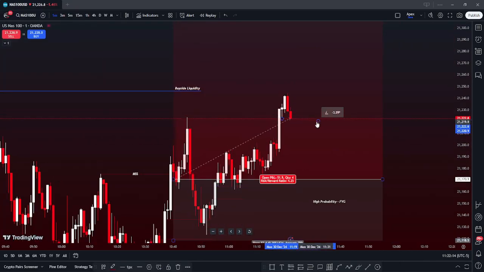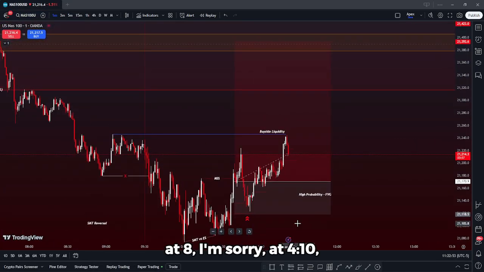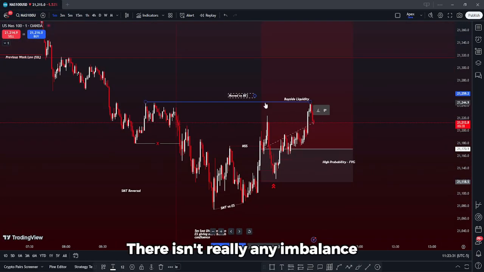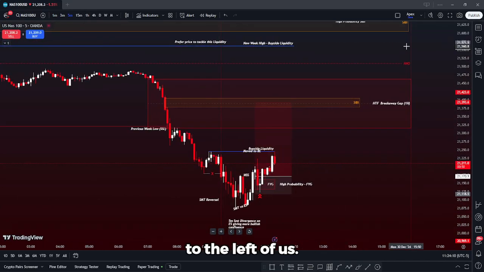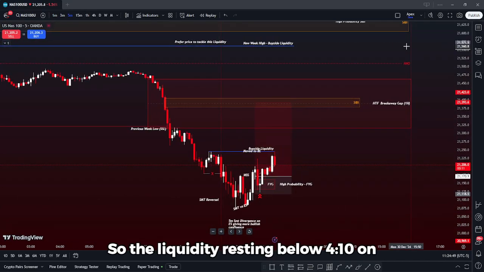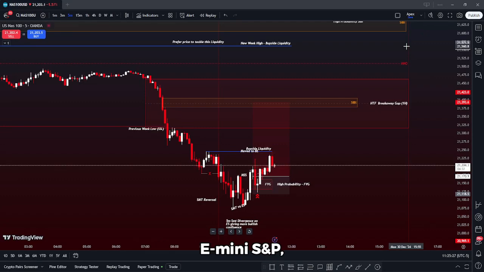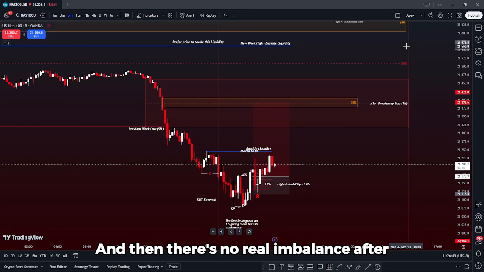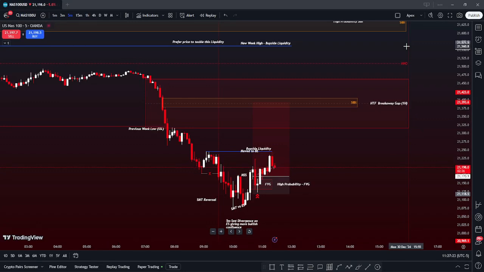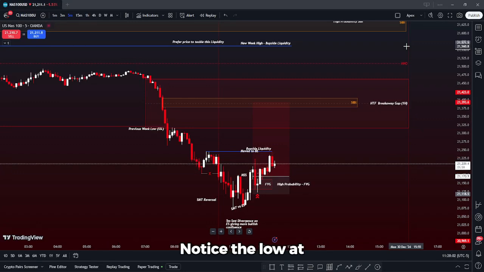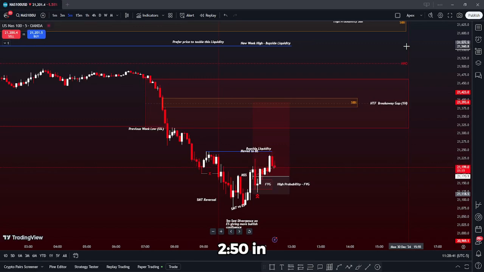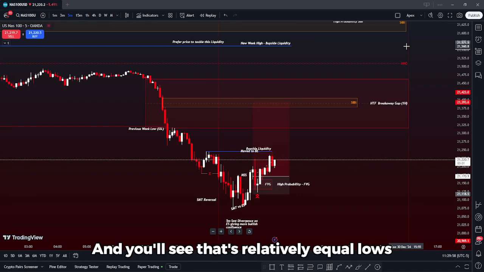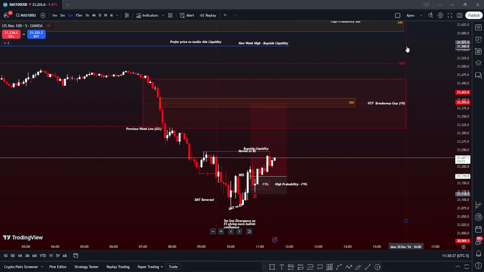Note that low at 4:10, with the liquidity resting below there. There isn't really any imbalance to the left of us. So the liquidity resting below 4:10 on the E-mini S&P 5-minute chart, that's a draw on liquidity. And then there's no real imbalance after that until we get down to the lows at 2:50. Notice the low at 2:50 in the morning. Go back a little bit and you'll see that's relative equal lows down there. So there's sell side resting below that. So that's a draw. Let me put that on the chart now.